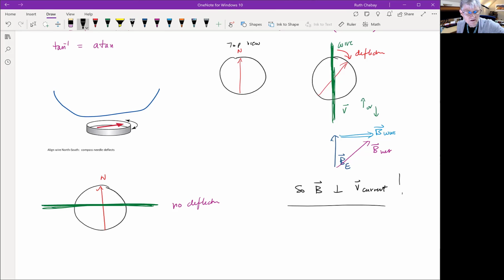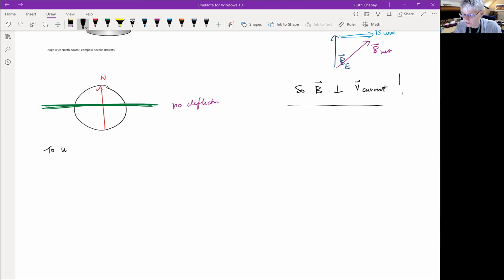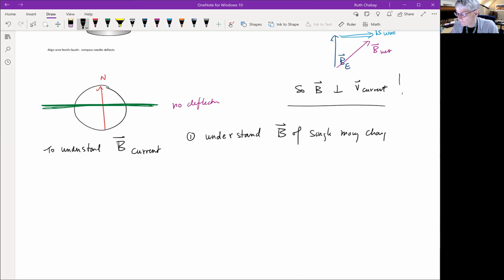And so how do we understand this? To understand the magnetic field of a current, we need to understand the magnetic field of a single moving charge, and then figure out how many moving charges there are in the wire. So that's the agenda here for today.